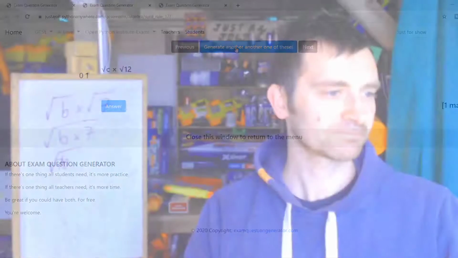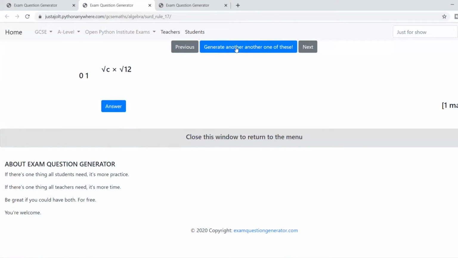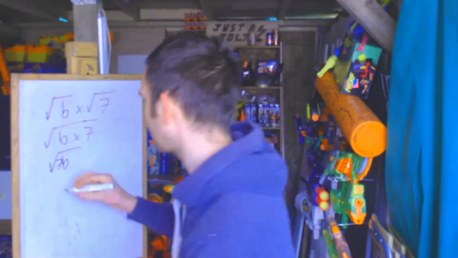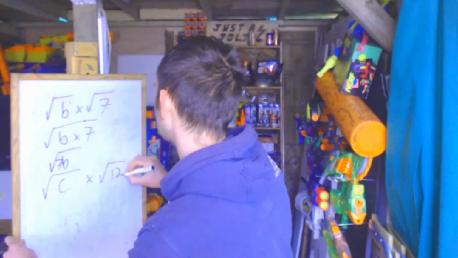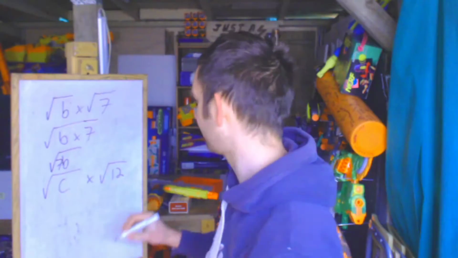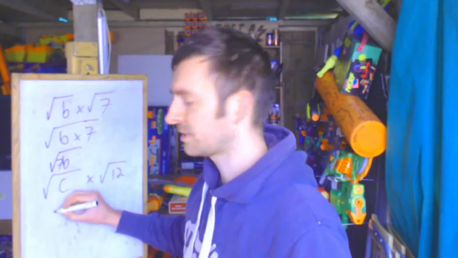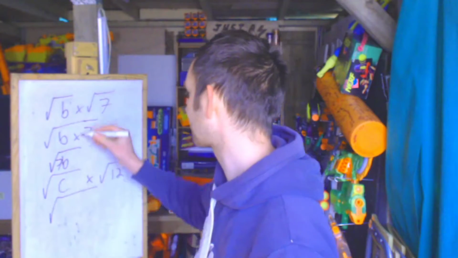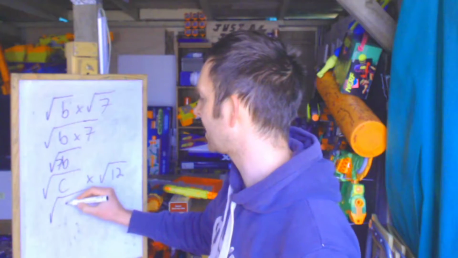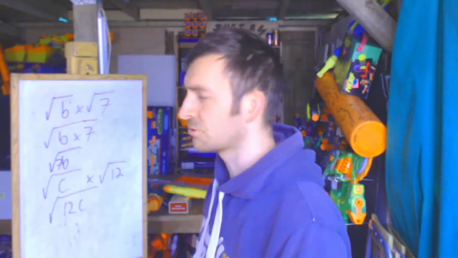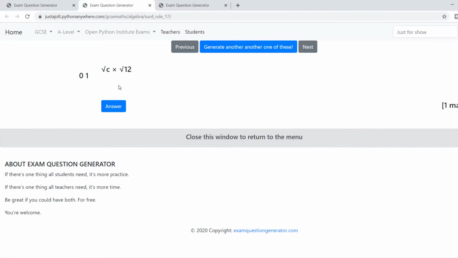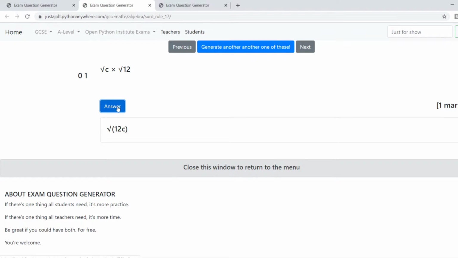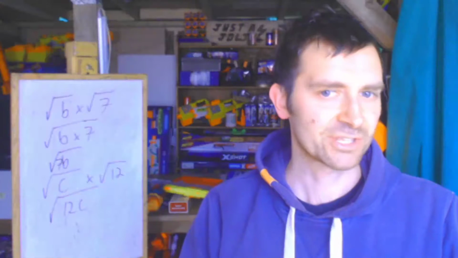Let's have another one. We've got root c times root 12, and so again, just going through that, we've got root c times root 12. I'm now going to skip this part and go straight to the end, which is root 12c. And just going back here to check my answer there. And indeed we've got root 12c. Right, so let's go to the next type now.